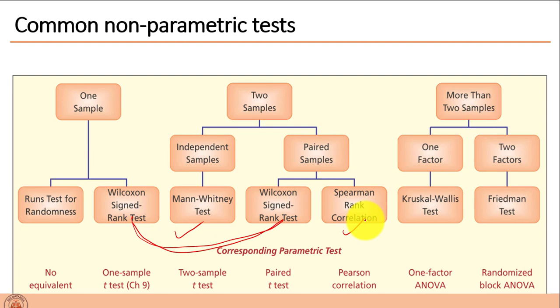Now, if you have two factors, let's say you have the fertilizer case, but then soil type is a problem. You want to also look at the soil type. So you have one factor as fertilizer and another factor as soil type. You can use the Friedman test in place of the randomized block ANOVA when you have situations like that. So this is a summary of the non-parametric statistics that you can do depending on the kind of data that you have.